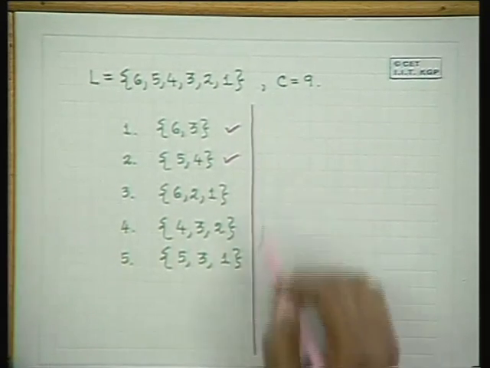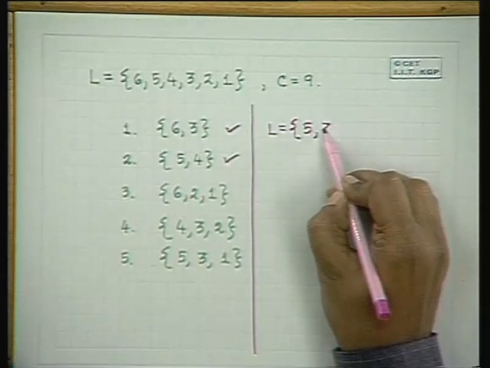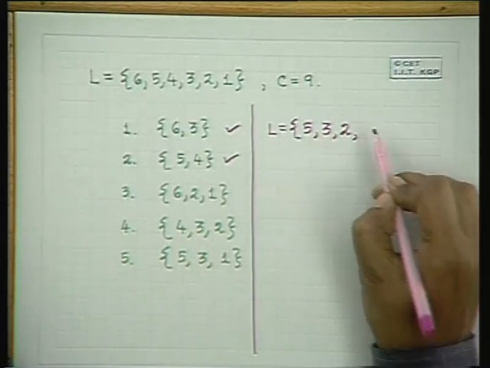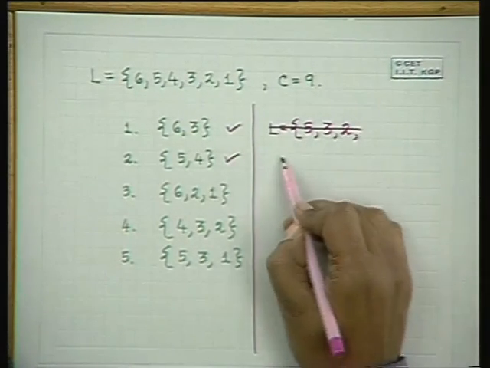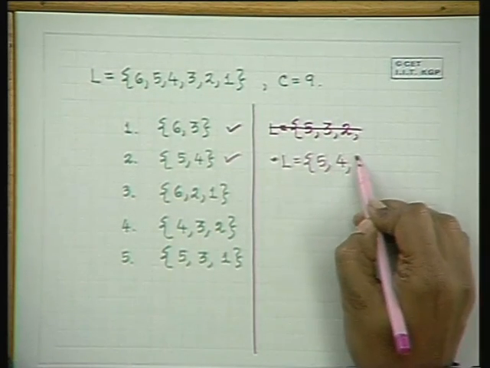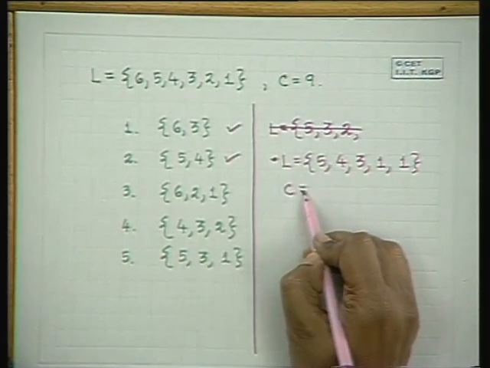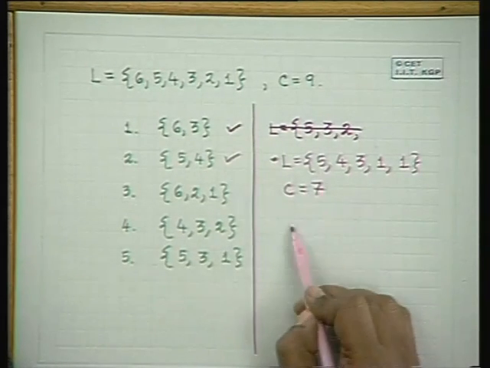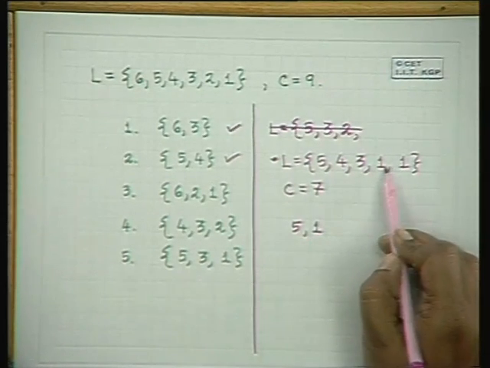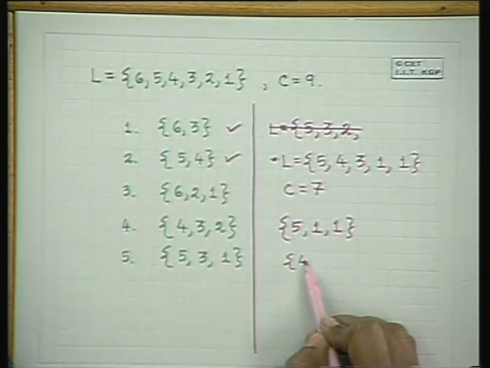For example, if L was given as 5, 4, 3, 1, 1, and let us say C is 7. Then normally we would say choose 5. Now you are left with 2, you cannot take this, you cannot take this, so you will take 1. Then again you are left with 1, so you will take 1, and you would end up with a solution like this, whereas the solution 4, 3 is optimal.